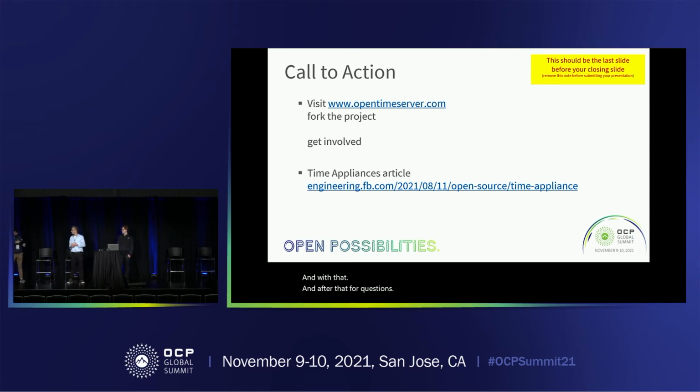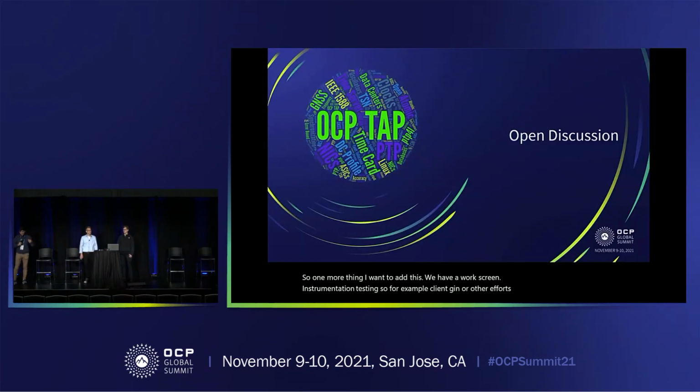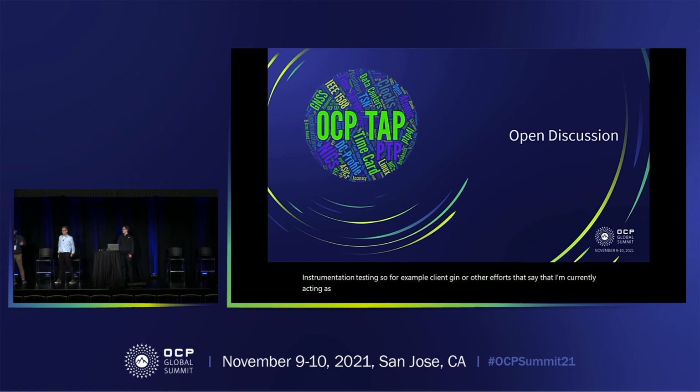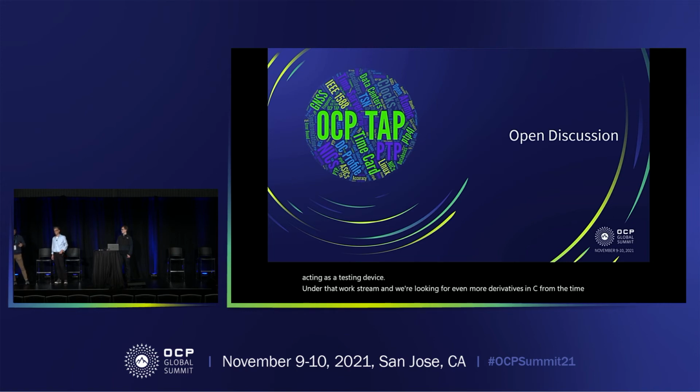One more thing. So one more thing I want to add is we have now a work stream led by Anand. But what was it, Anand? Instrumentation and testing. So for example, the client gen or other efforts, let's say with a time card acting as a testing device, they will go basically under that work stream, and we're looking for even more derivatives, let's say, from the time card that can be used just for testing.